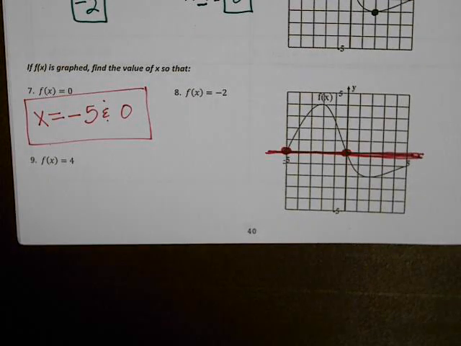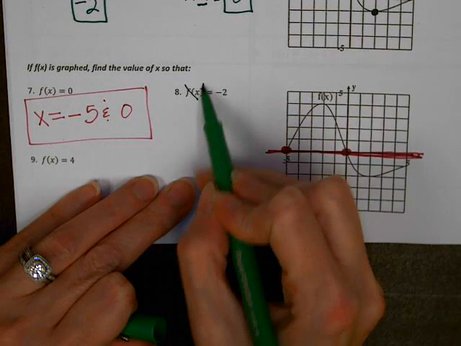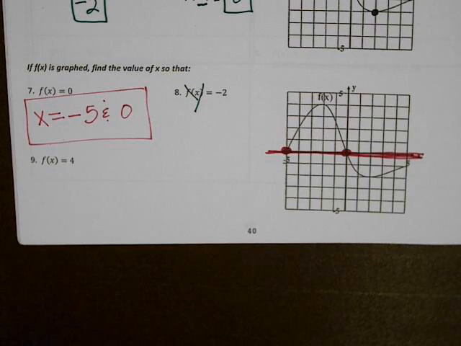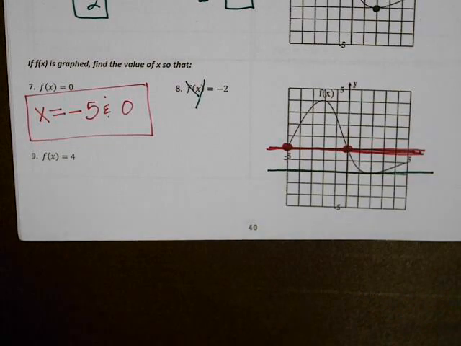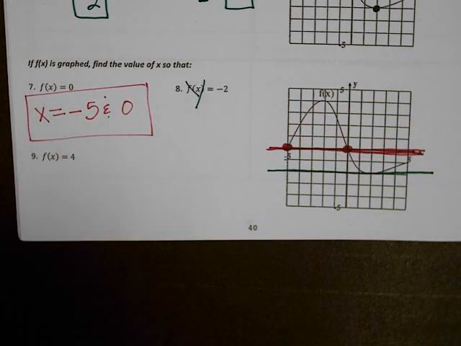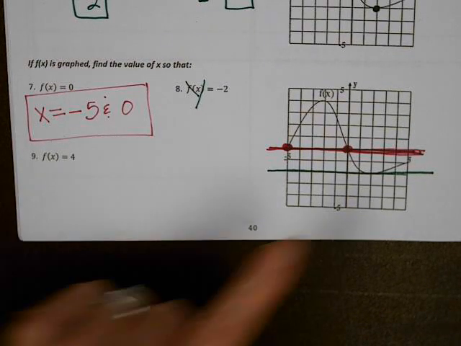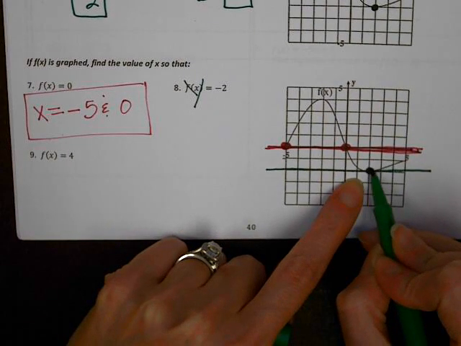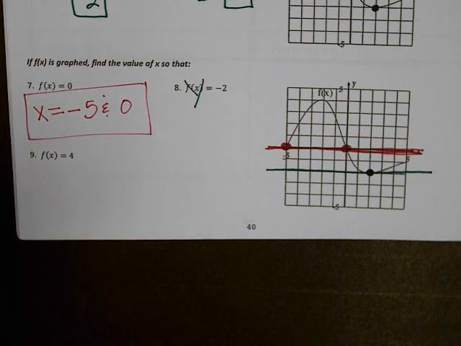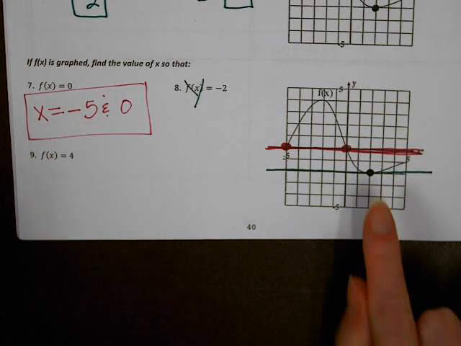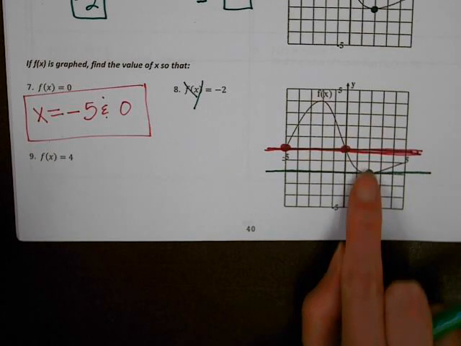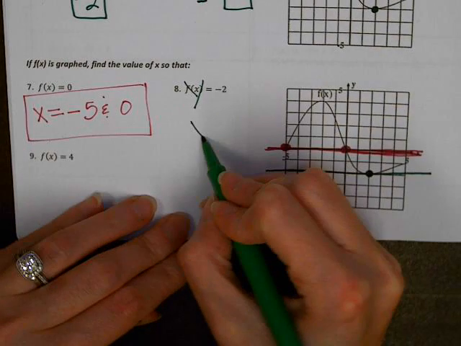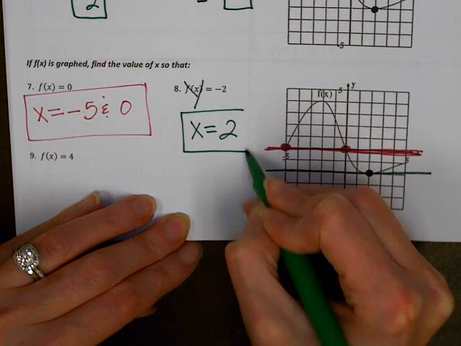Okay, let's look at 8. This one's saying y equals -2. So go down to -2. What x value hits the graph at -2? And it's right here. Right? That's the only part of the graph that hits -2. What's the x value there? Isn't it 2 comma -2? So the x value is 2. We're finding x's for these.